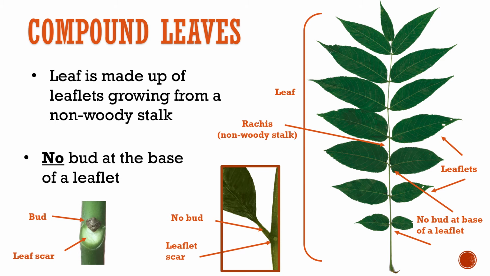Just to remind you of where we saw the actual leaf scar, there was a definite mark. You could see the outline, the veins, and the bud was very obvious and visible. You don't see that where a leaflet has been broken off.